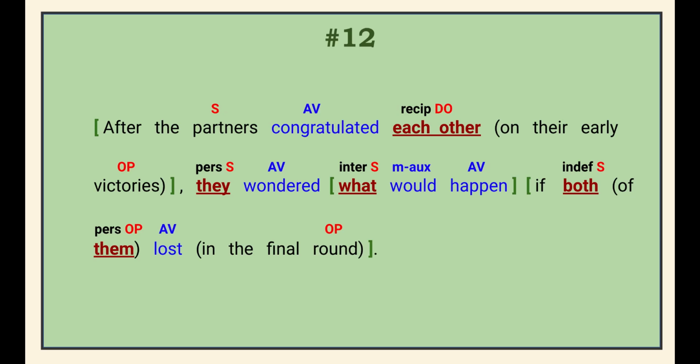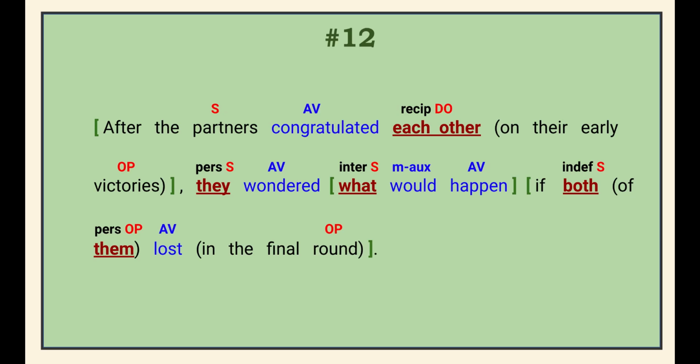Our first pronoun is each other. It is reciprocal, acting as the direct object of the action verb congratulated. And because it is each other, we know that there are only two partners that are involved in the action. The next pronoun is they. It is a personal pronoun. It refers back to the partners and is acting as the subject of the verb wondered.